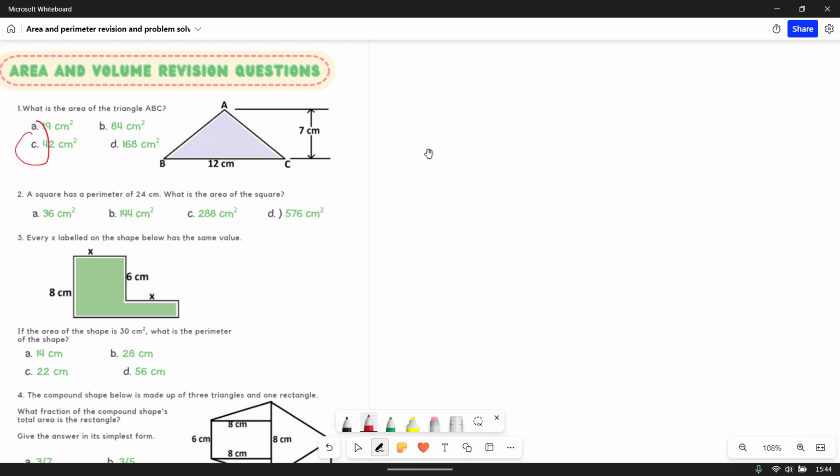The square has a perimeter of 24 centimeters. What's the area of the square? So the perimeter is all of these sides have to add up to 24. So 6, 6, 6, 6. So 6 times 6 is 36. So the area is going to be 36 centimeters squared.